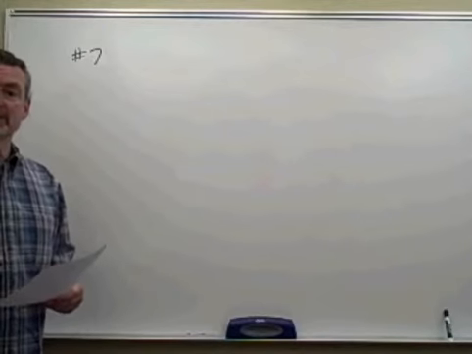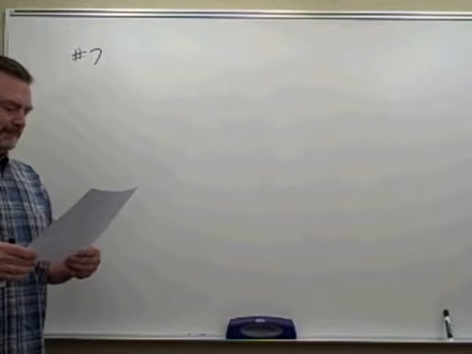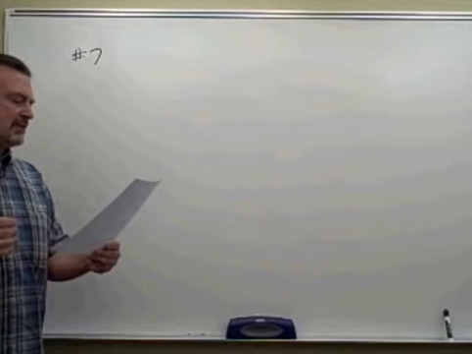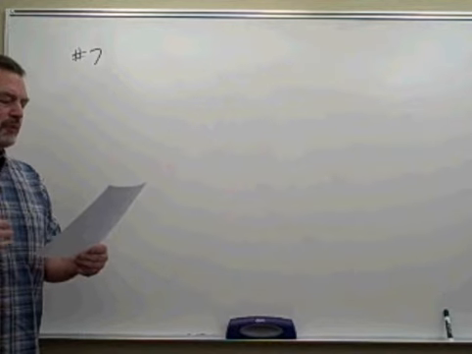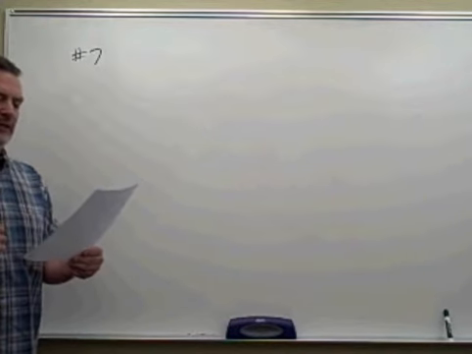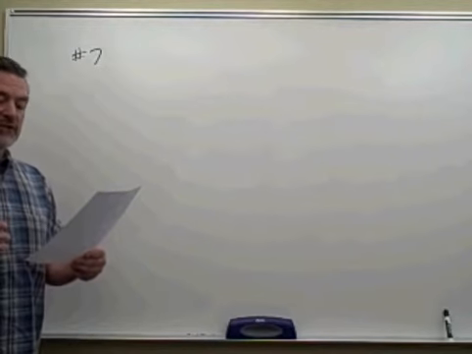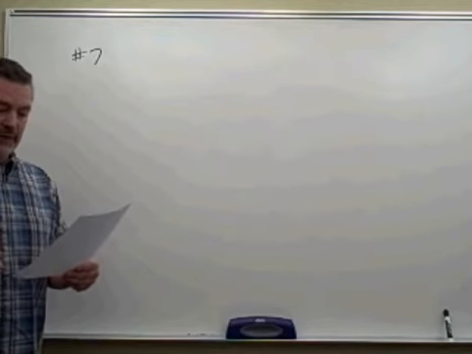Let's look now at problem 7 from the review sheet. Problem 7 states, the order is 2.5 milligrams per kilogram of a drug for a patient weighing 68 kilograms.